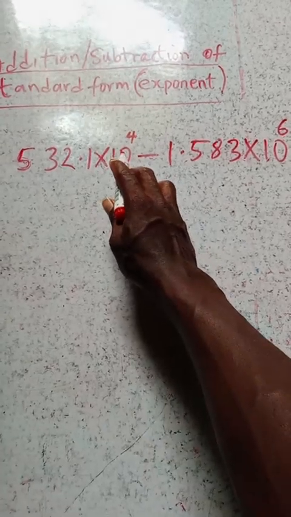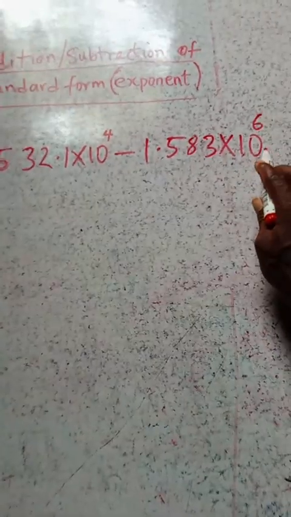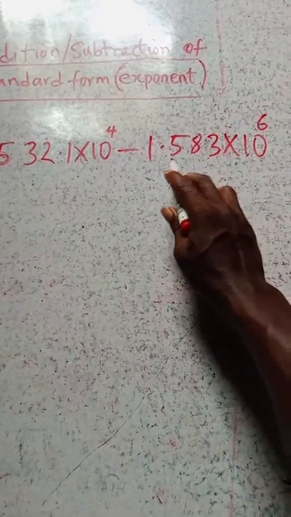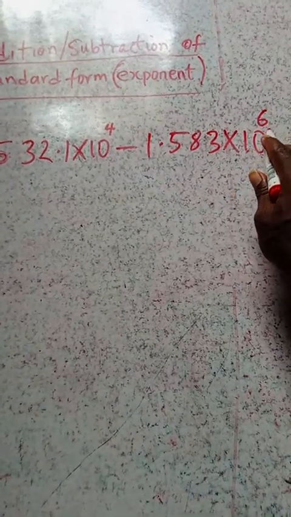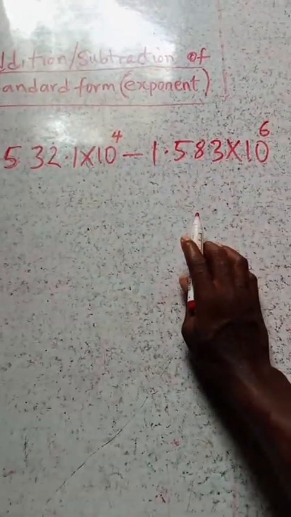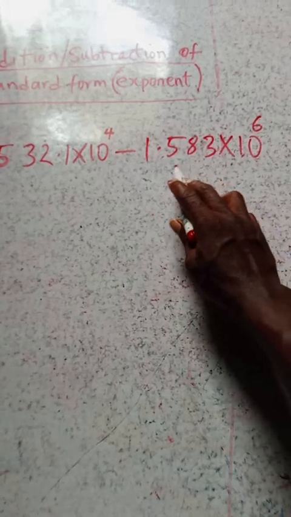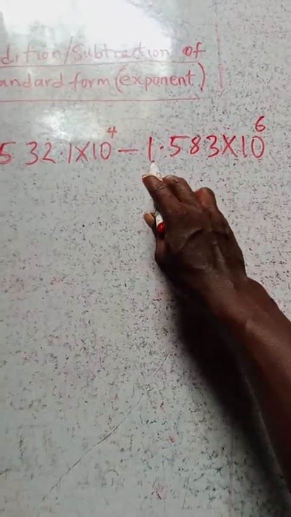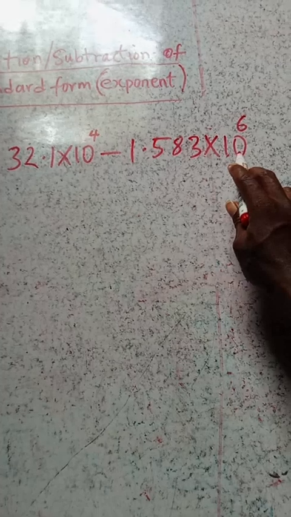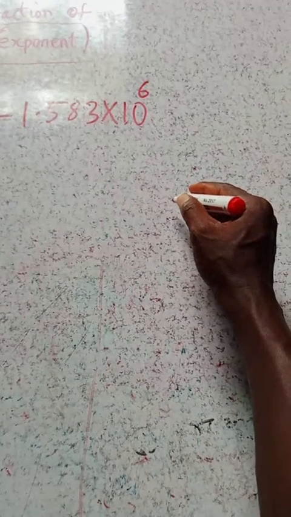We have already gotten 4 here, which is lesser than this. This is 6, so we can reduce this exponent from 6 to 4, so that the exponents will be the same and we can subtract. So how do we reduce this standard form that is raised to power 6 to 4? Now let's see what we can do.